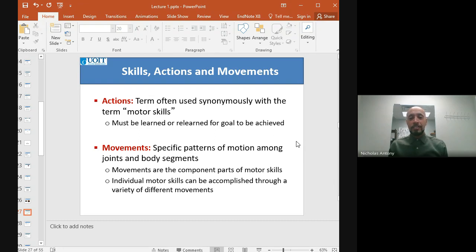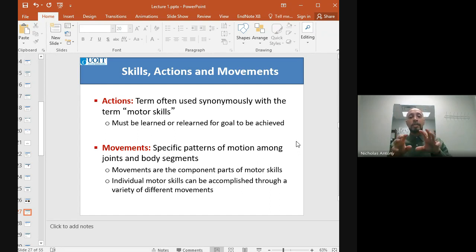Do you see the difference? If a motor skill is to achieve a particular goal, and the goal is to touch your nose, there are different ways that you could do it. So does that mean it's a different motor skill? No, it means you're using different movements to achieve it. And then as you get better and better, you're probably going to figure out the most efficient way to do it. So do we understand why you want to have that term?